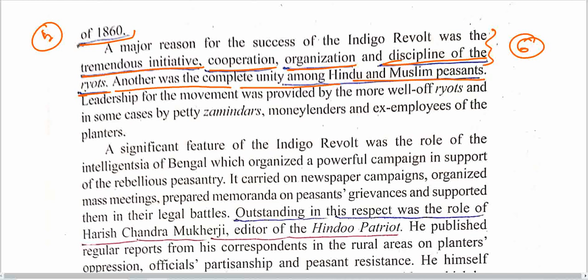As the Indigo Revolt mainly occurred in Nadia, which is in West Bengal now, earlier it was known as just Bengal. So there is a huge, almost equal proportion of Hindus and Muslims, right? So that's why their unity can be observed, Hindu and Muslim peasants.